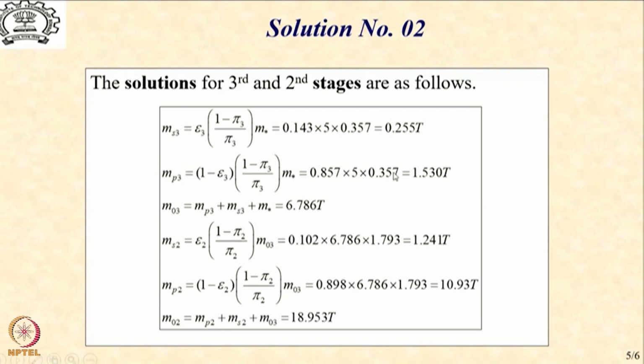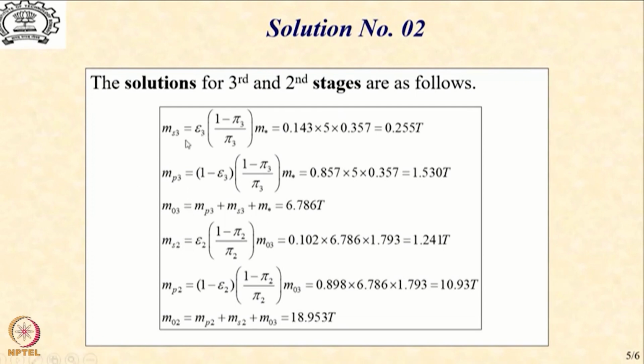Now what we do is we generate M03, that is the mass at the beginning of the third stage operation, which is composed of the propellant mass of the third stage, the structural mass of the third stage, and the payload which is going to be launched. If we sum up all this, the total mass that we get is 6.786 tons. And we immediately realize that this is going to become the payload for the second stage operation. So M03 will have the same character as M star for the second stage operation.